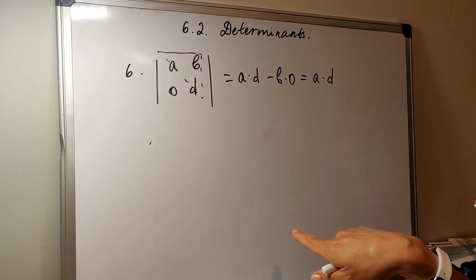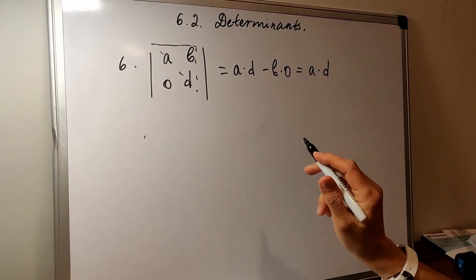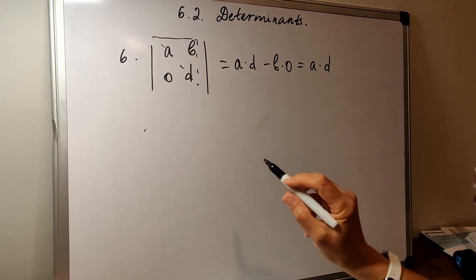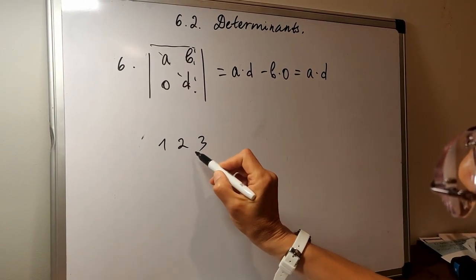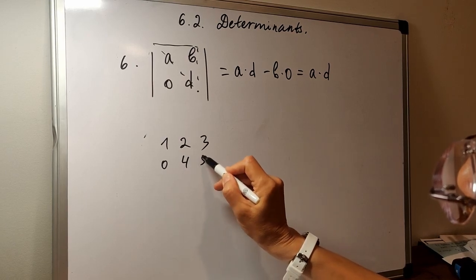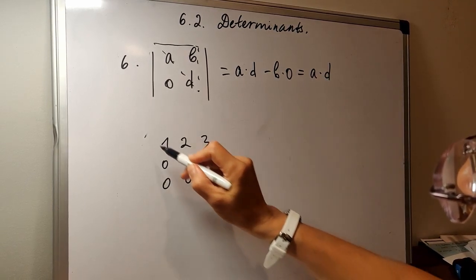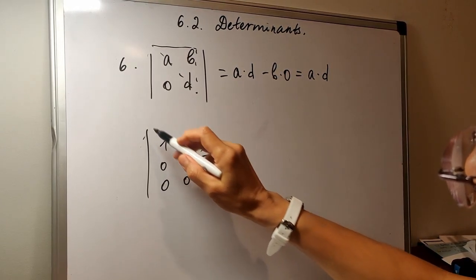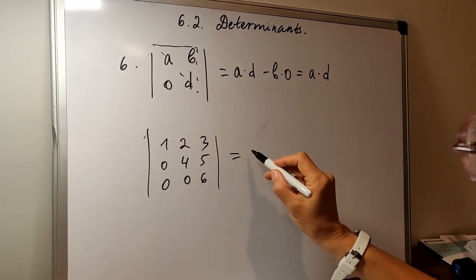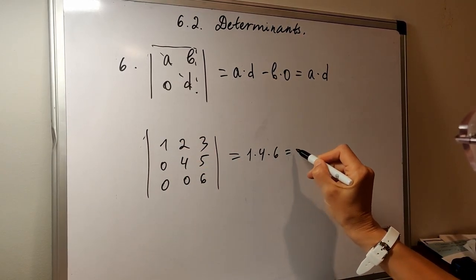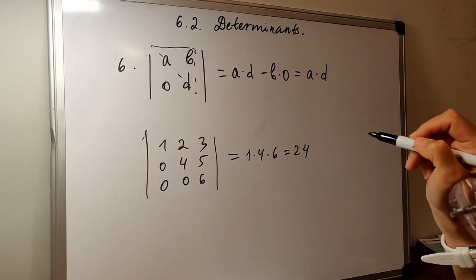Okay? And for example, I'm going to give you an example of rule number 6. We have the matrix 1, 2, 3, 0, 4, 5, 0, 0, 6. If you want to calculate the determinant of this matrix, it's still going to be the product of diagonal elements. So we're going to have 24.